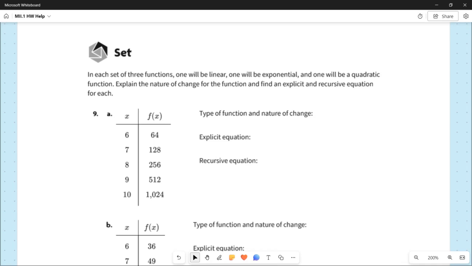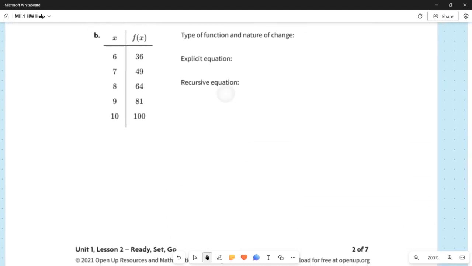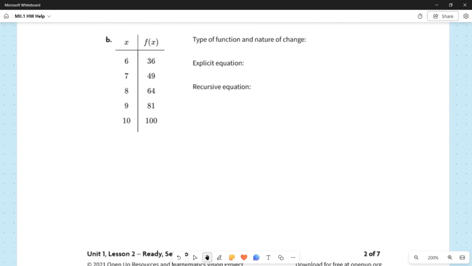Moving on to the set section. The directions here say, in each set of 3 functions, one will be linear, one will be exponential, and one will be a quadratic function. Explain the nature of change for the function, and find an explicit and recursive equation for each. So the first assigned problem here was 9b.